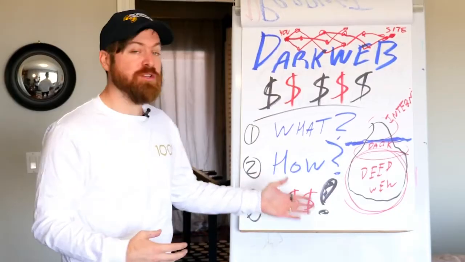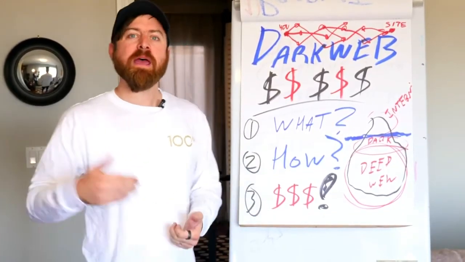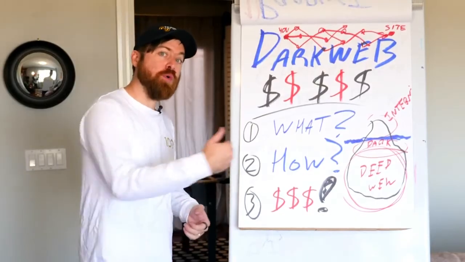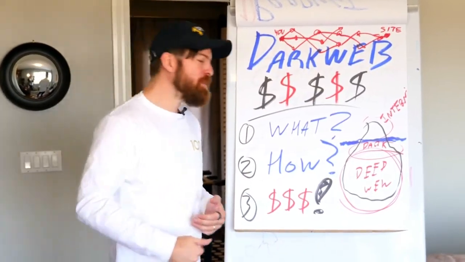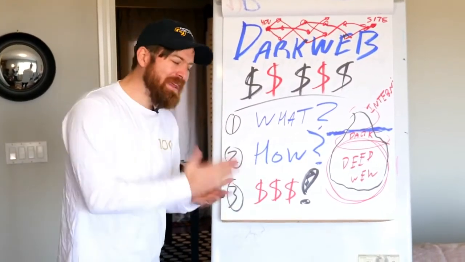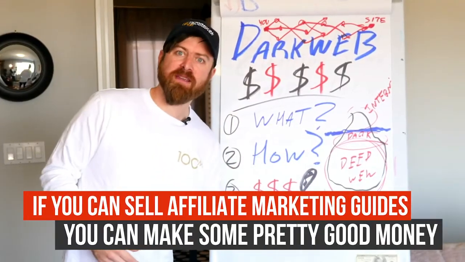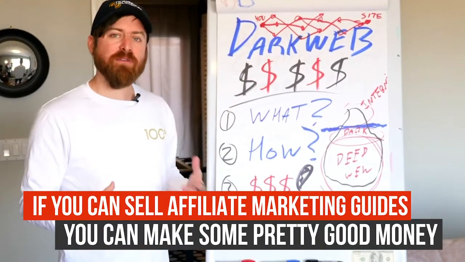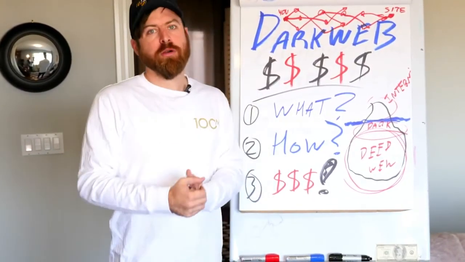People that are using the dark web are oftentimes looking for something like affiliate marketing, and a lot of them don't know how to do marketing. More of the people on the dark web are probably more technically, like IT-minded people, but they don't know about affiliate marketing, how to get into the specifics of that. So if you can sell guides on how to do affiliate marketing, you can make some good money because people are looking to learn affiliate marketing.